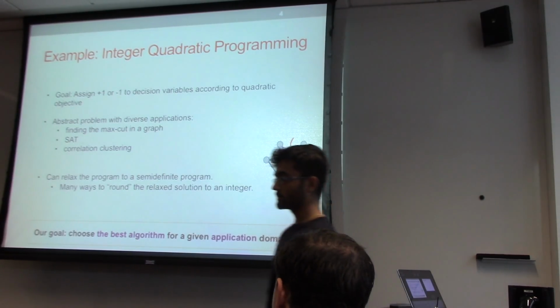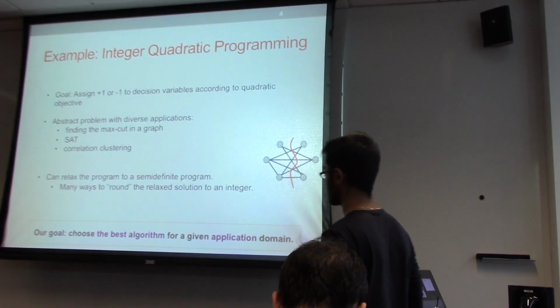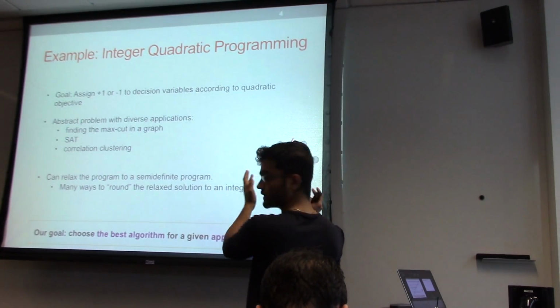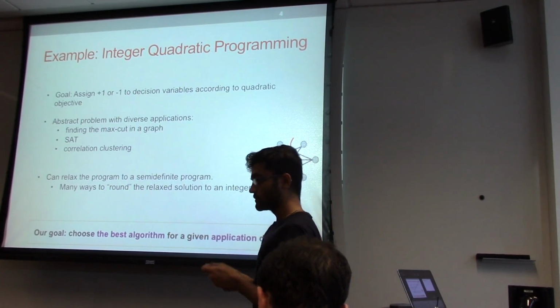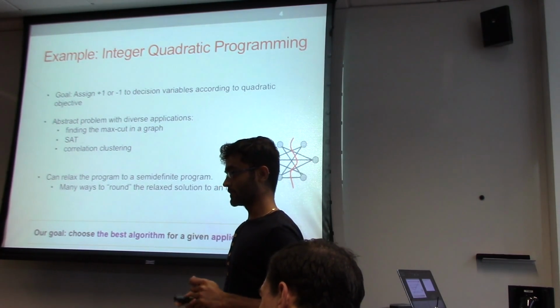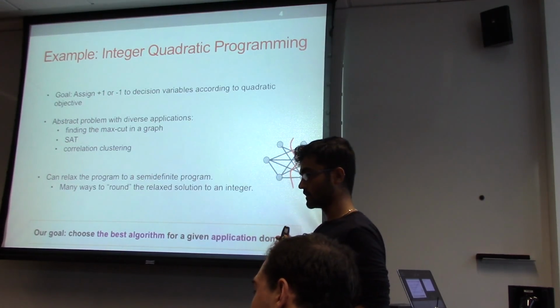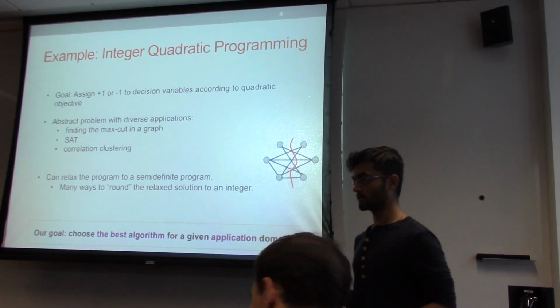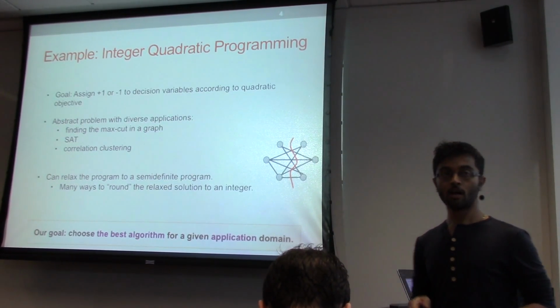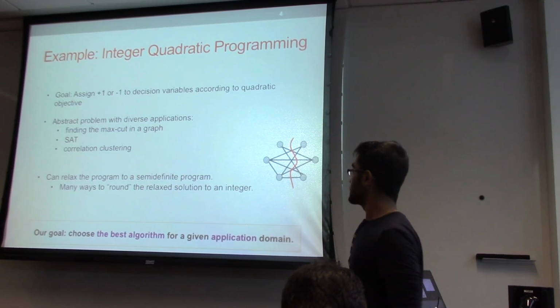Sure. What's the minimal cut and maximum cut difference? Oh, so in MaxCut you want to partition the vertices such that you maximize the total edge weight that is cut. That is a hard problem, but it's not the same as min-cut. I'll describe the problem in more detail in the talk. Please feel free to stop me if you have any questions or if you can't hear me.